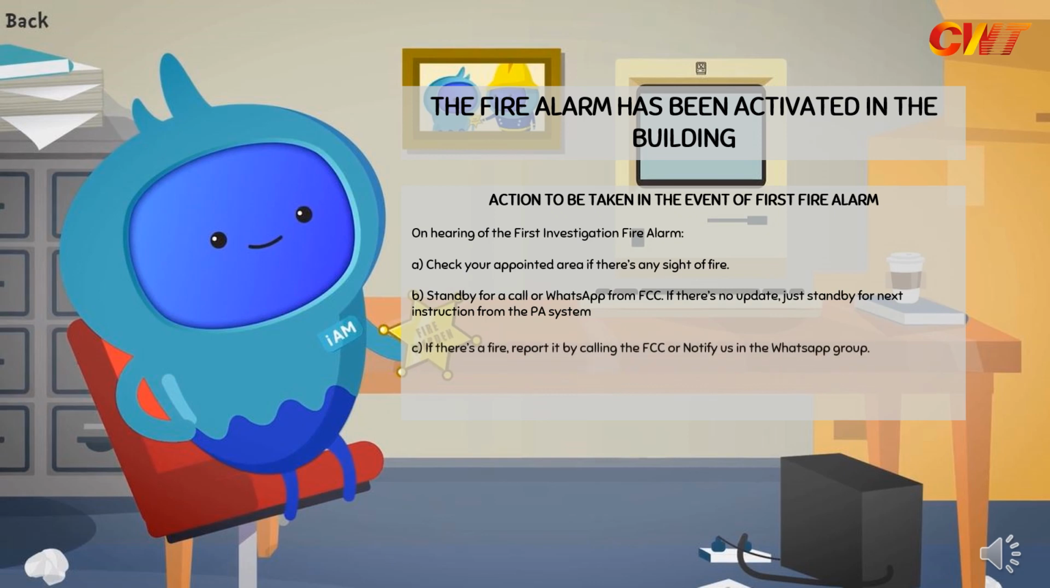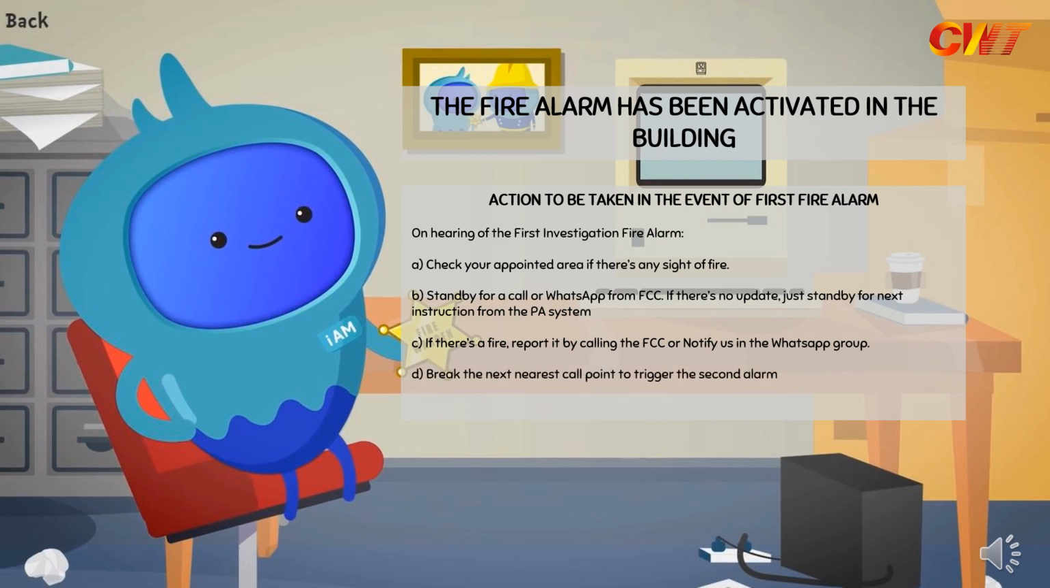If there's a fire, report by calling the FCC or notify us in the WhatsApp group. Break the nearest call point to trigger the second alarm. Start the evacuation process. Remember, this is the first alarm.